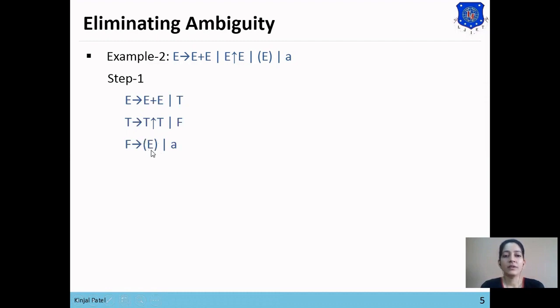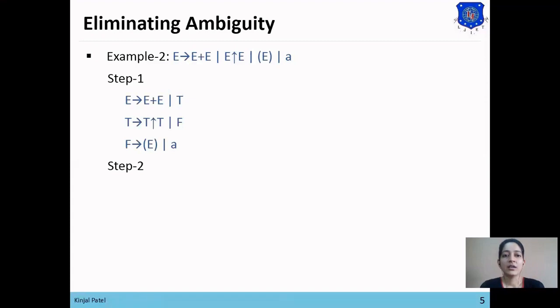So the symbol will be same as the starting symbol. So here you can see that we have set our grammar according to the priority. Now this step is same as the previous example, like there are no changes in the level of priority. So now our next step is to set our grammar according to the associativity.